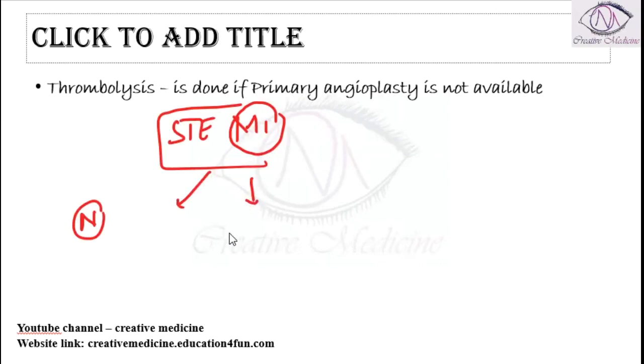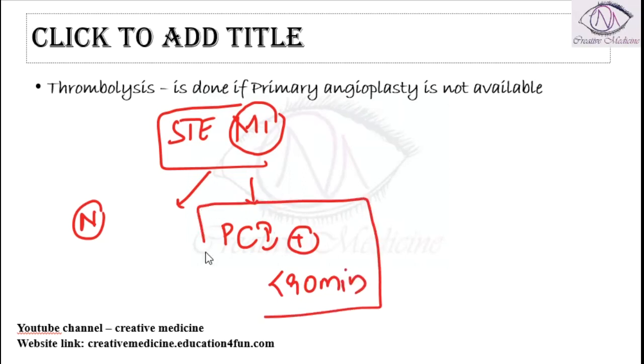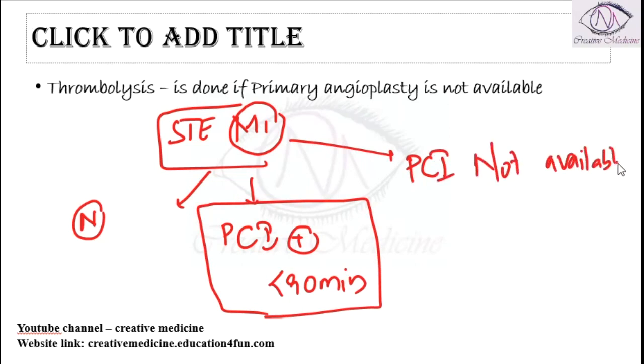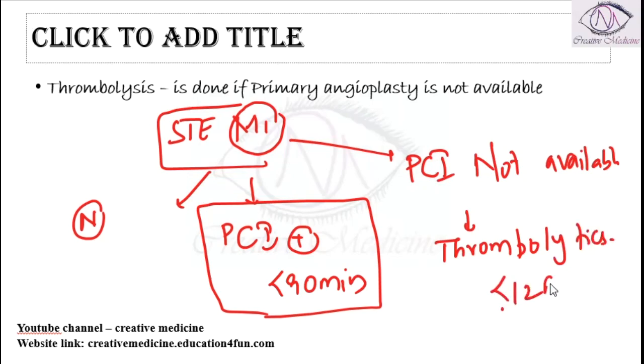Along with that, if percutaneous coronary intervention is available, then you should give it in less than 90 minutes. But if percutaneous coronary intervention is not available for any reason, then in such cases you should give thrombolysis. Thrombolytics should be given within 12 hours of starting of chest pain.